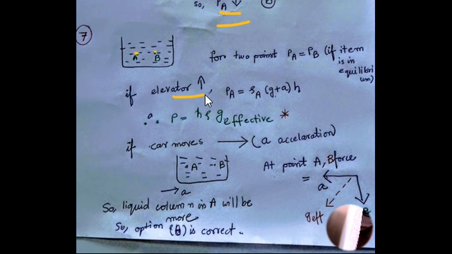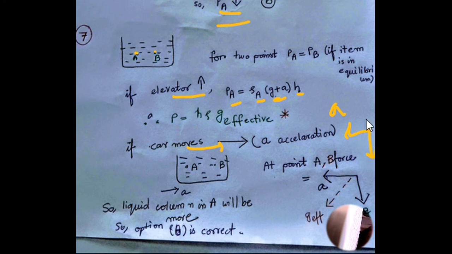For the elevator accelerating upward, what is PA? It will be rho times G effective times H. G effective is G plus A for an elevator moving upward with acceleration A. Now if the system moves in this direction, right direction as shown, what will happen to point A and point B? There will be a net acceleration here. I mean, this will be a pseudo force A.